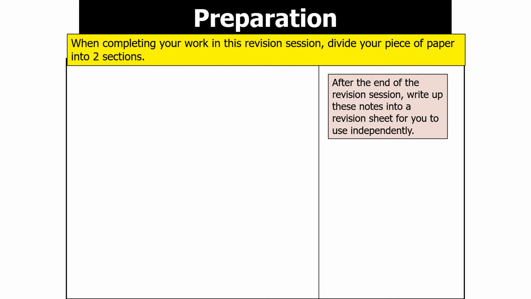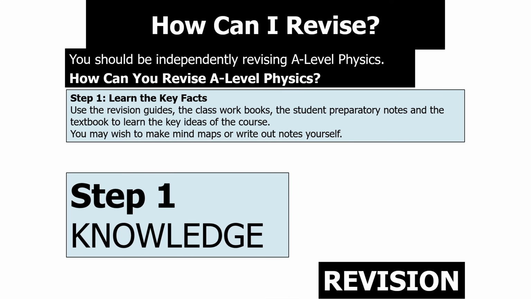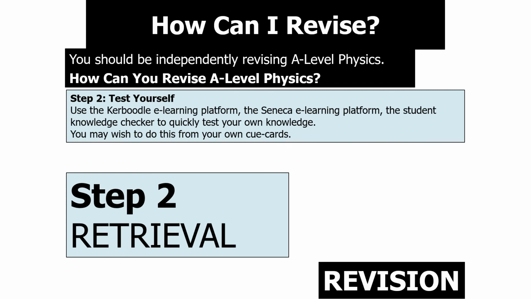After the end of the revision session, you should write up these notes into a revision sheet for you to use independently. So how should you be revising for your A-Level Physics? Well, the first step is to learn the key facts. Use revision guides, class workbooks, student prep books and a knowledge checker to learn the key ideas of the course. Now you may wish to make mind maps or to write out the notes yourself. Secondly, test yourself. Use things like Caboodle, Seneca, knowledge checkers to quickly test your own knowledge, and you may wish to do this from your own cue cards.